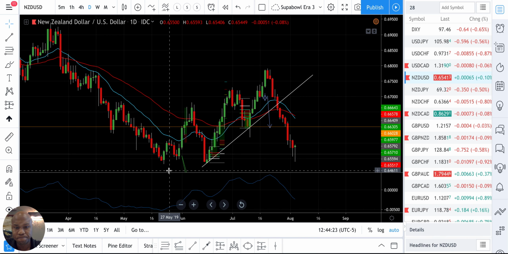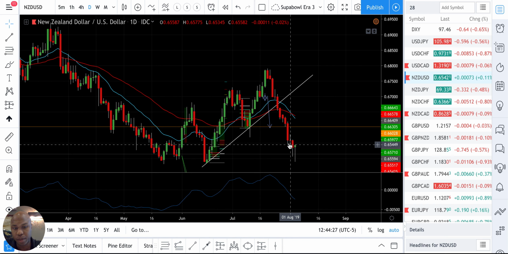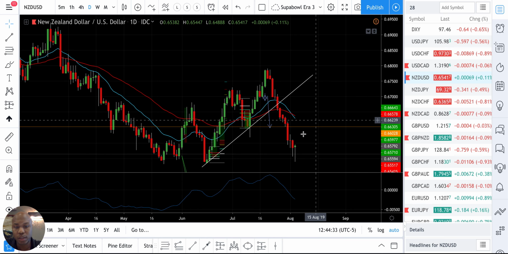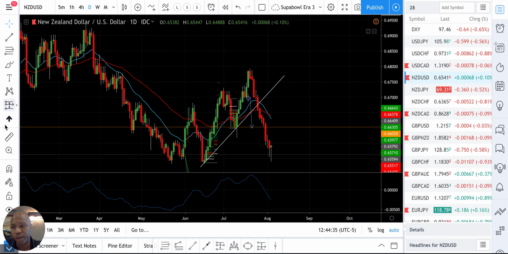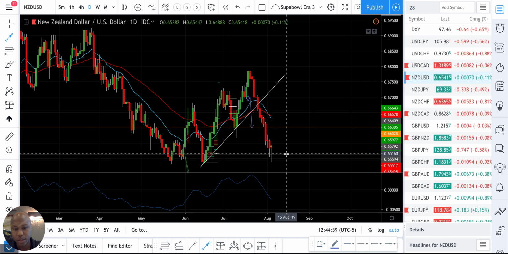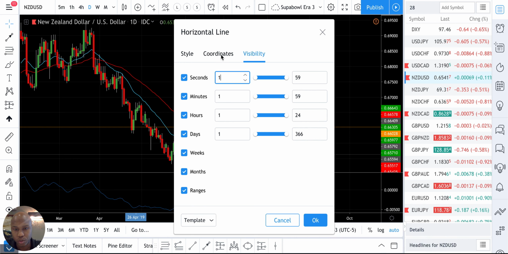NZD USD, still kind of waiting for this one to chill out, bottom out, and it looks like it is. It looks like it's decelerating, so I'm going to look to take a long trade. If that shapes up, that's what looks like it might shape up off of this gray line. I'll make it orange real quick.